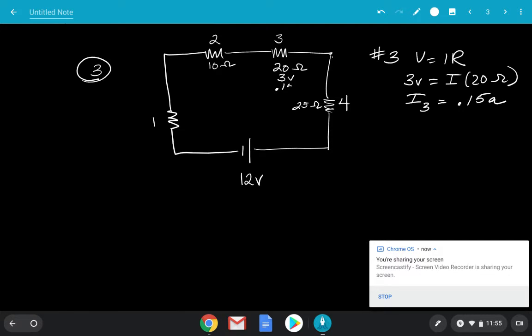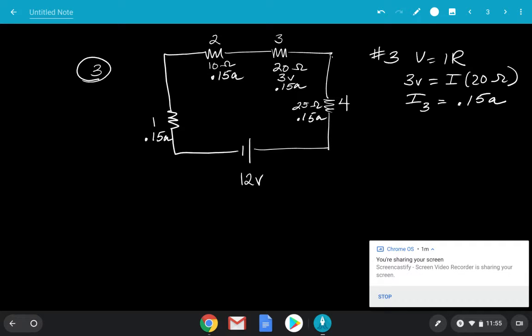Now, why is that important? Because it's a series circuit. I know that in a series circuit, the current stays the same. This tells me that all of these have 0.15 amps, even this one I don't know anything about.